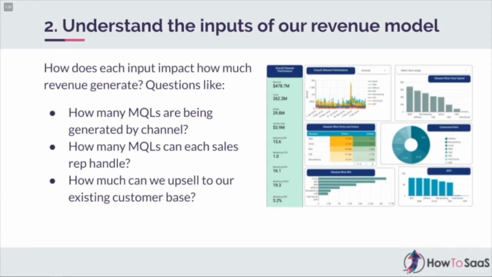Number two, if we're going to use a bottom-up approach, we need to understand all the different inputs of our revenue model. This is where questions like how many MQLs are being generated per channel, how many MQLs can each sales rep handle per day or per week or per month, and how much can we upsell to our existing customer base become very important in trying to figure out how much can we actually grow this business in the next year. And there are hundreds of data points that we can gather to build out this overarching revenue model for the entire business.